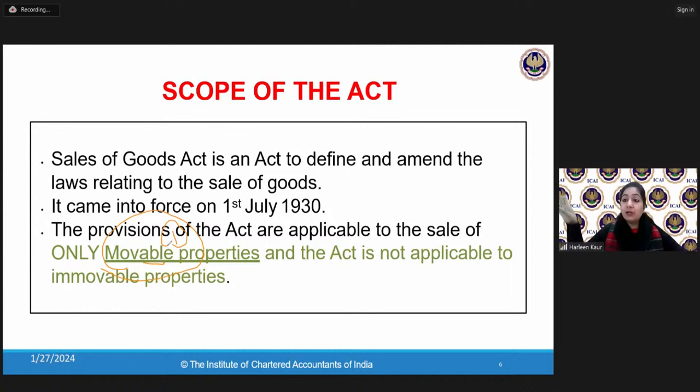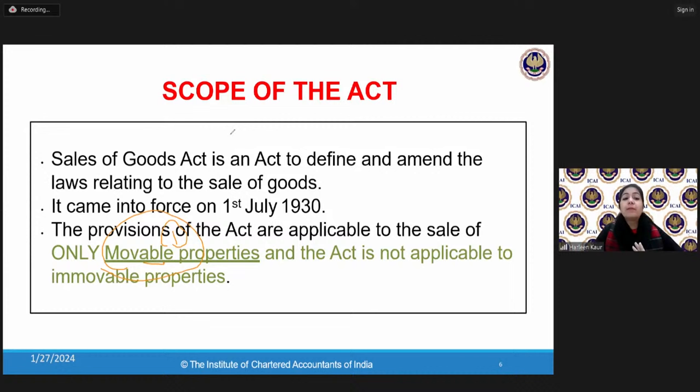We only have to remember this much. So point number one, sale of goods came out from the Indian Contract Act. Point number two, 1st July 1938 it became applicable. So before 1930, we were following it from the Indian Contract Act. Point number three, sale of goods is applicable only to the movable properties. And point number four, it is not applicable to the immovable properties. Clear?